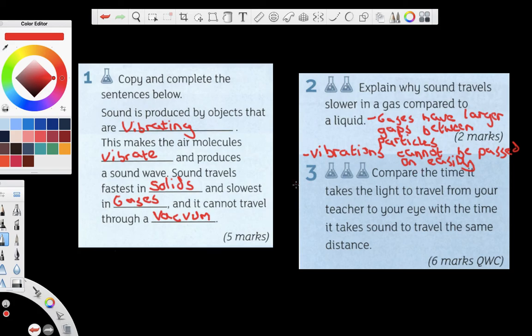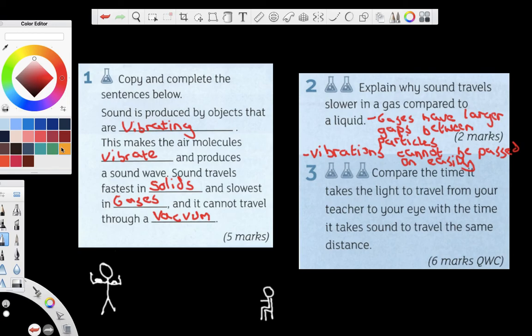The third and final question says, compare the time it takes the light to travel from your teacher to your eye with the time it takes sound to travel the same distance. I'm not going to write it all down, but we can draw some simple diagrams. So that's you sat at your desk at school, listening to me teaching. I'm going to draw myself some biceps, because I'm hench. And I'm teaching you guys, okay?